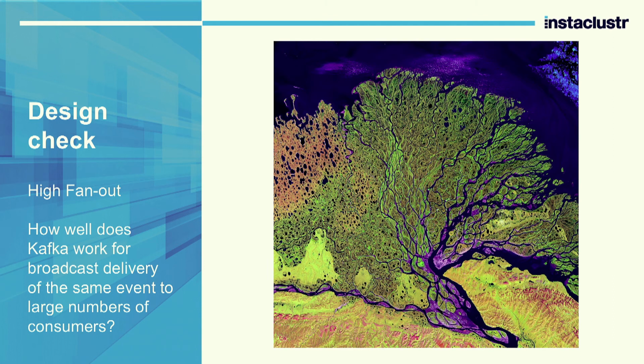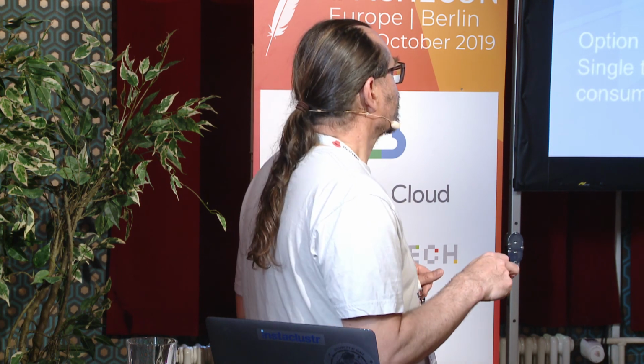So I decided to check the design before I tried scaling the system out, just to see which of those two extremes actually worked well. In a sense, the problem is related to the fan-out problem in Kafka. How well does Kafka work for broadcast delivery of the same event to a very large number of consumers, which is actually a perfectly valid use case for Kafka? So don't be scared of that. Just don't do anything quite as extreme as what I was doing without thinking about it.